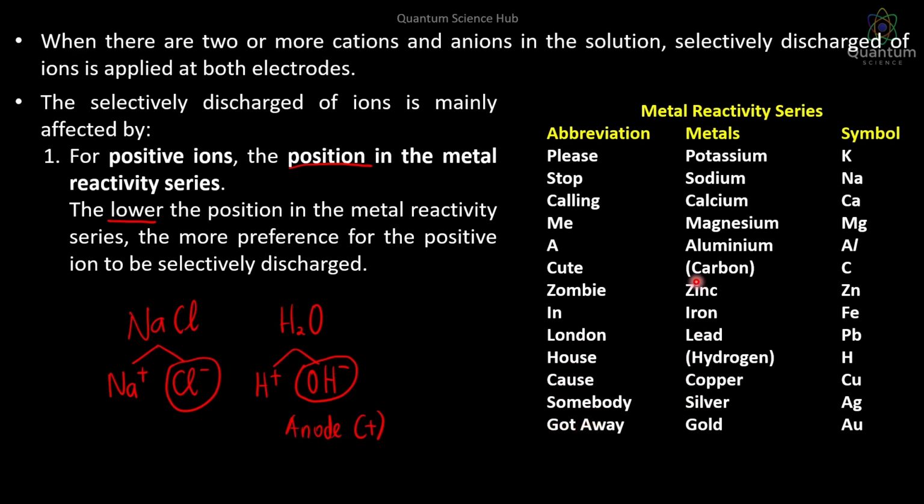Okay? Now, I put some kind of bracket in here, which is carbon and hydrogen because they are not metals. But why should I put them in here? Because we will still use this metal reactivity series in the topic of metal extraction. So that's why it's better for you to memorize like this, even though carbon and hydrogen are not metals. But again, you just need to memorize this metal reactivity series, and you get two benefits which you can use in the topic of electrolysis and extraction of metal.